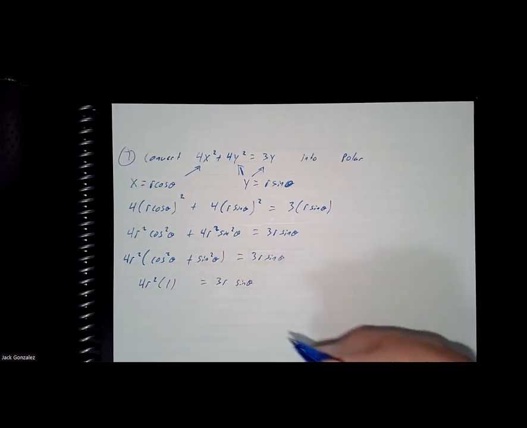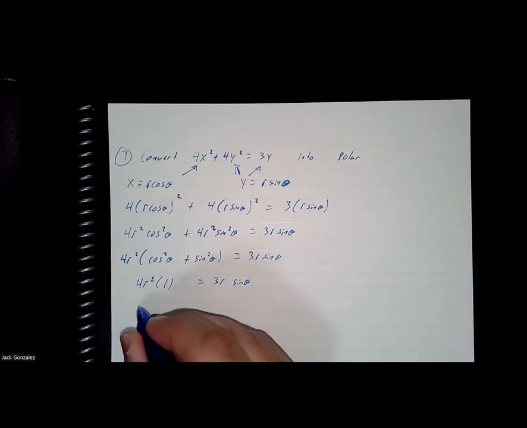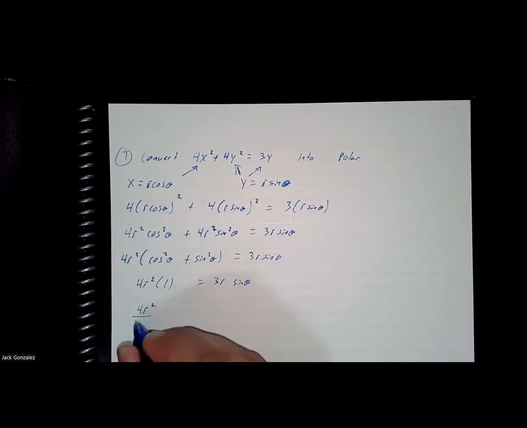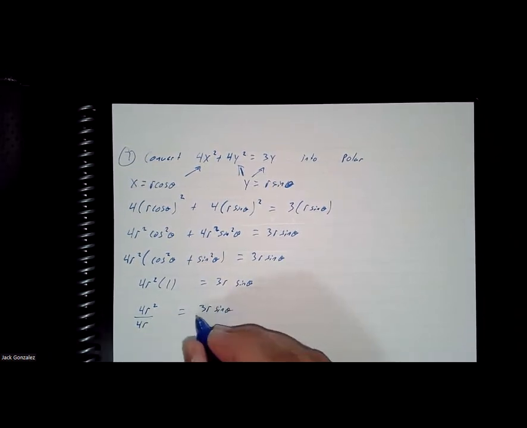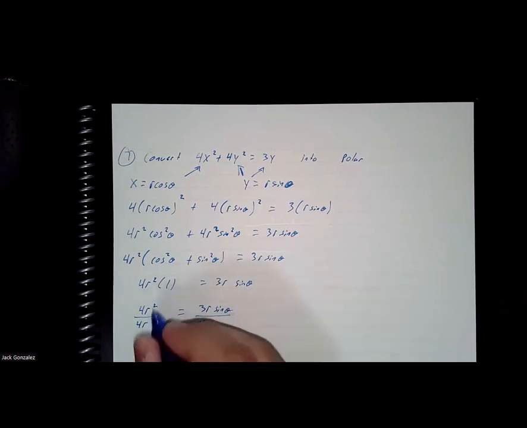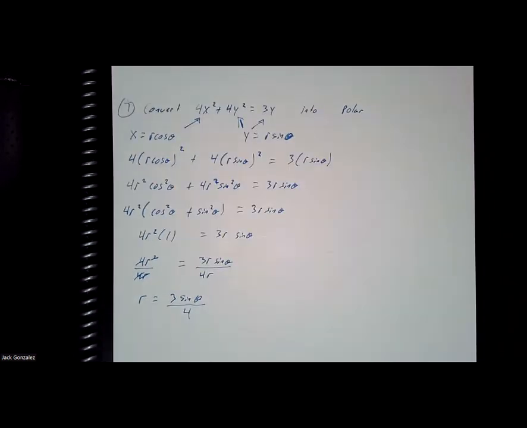So if you get to this point, you're pretty much good. You can solve for r if you want to. Divide by 4, divide by r, right here, to end up with r equal to 3 sine theta over 4. I think that's as far as you can really get. If you got that far, you're good.